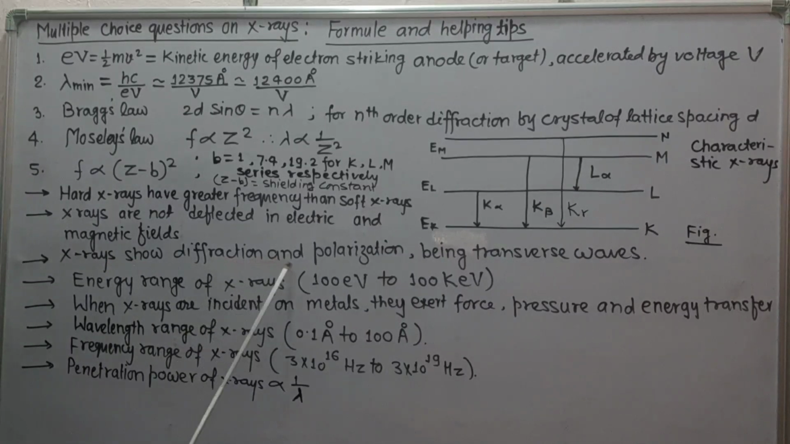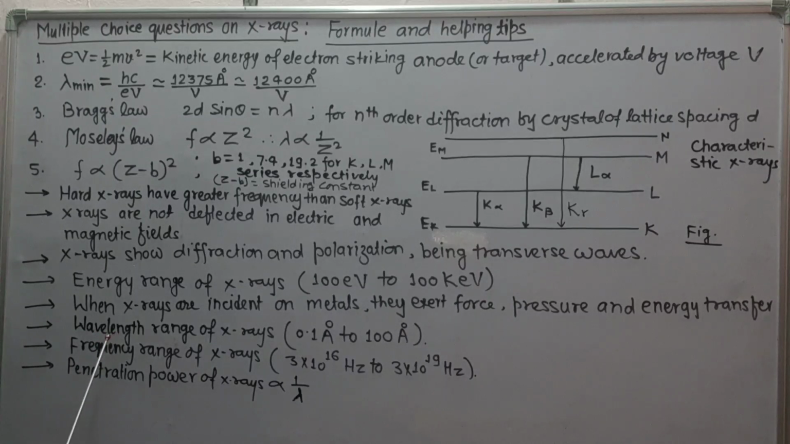X-rays show diffraction and polarization being transverse waves. Next, energy range of X-rays is 100 electron volt to 100 kilo electron volt. Next, when X-rays are incident on metals, they exert force, pressure and transfer energy.